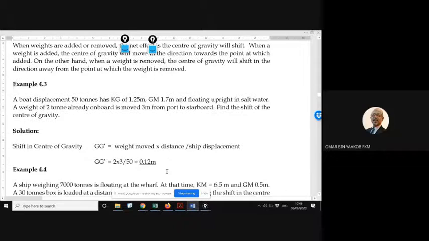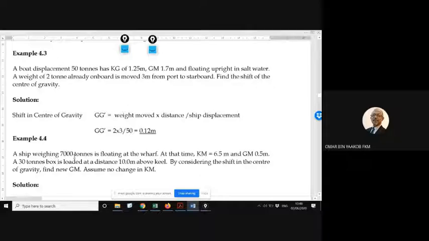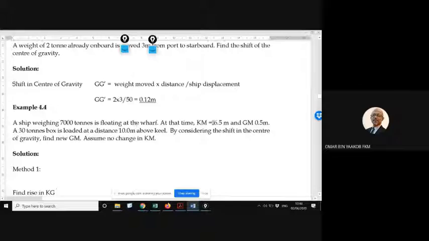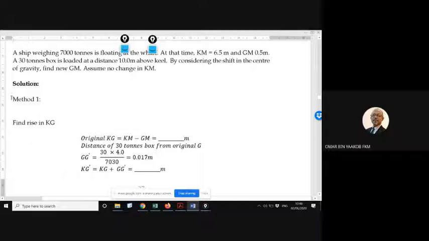And then this example is a ship of 7,000 tons floating. At the time KM is 6.5, GM 0.5, and so on. By considering the shift in center of gravity, find the new GM. So there are two ways of doing it. One is by using this shift in center of gravity method.